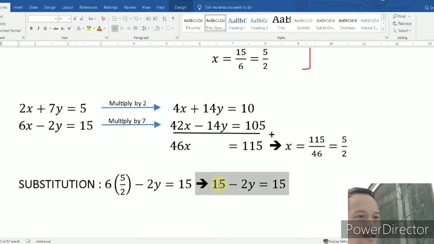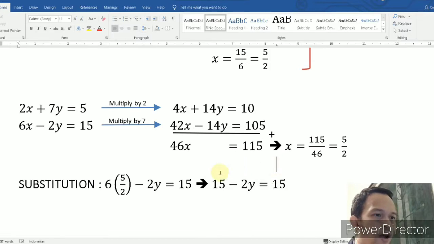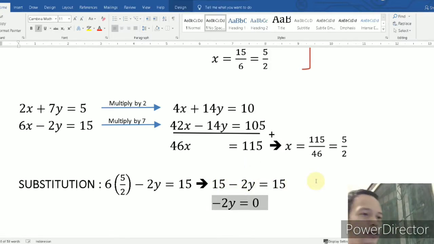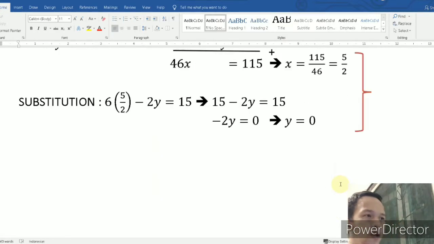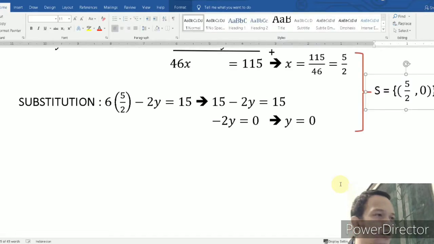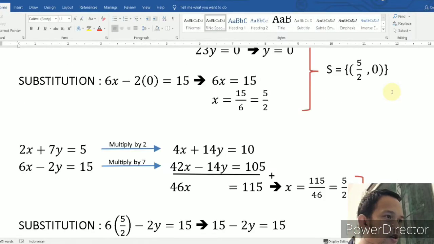After I simplify it, I have 15 minus 2y equals 15. And then I simplify by subtracting both sides by 15. In the end, I have this one. Of course, it's just arithmetic, and we have y equals 0. So in the end, we have the same solution, which is this one.